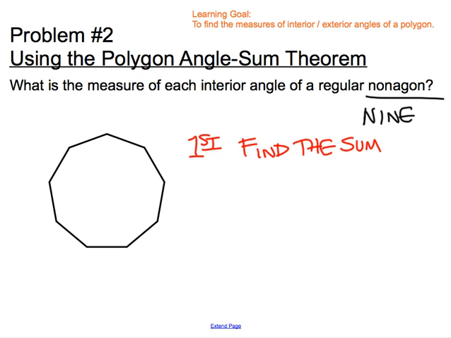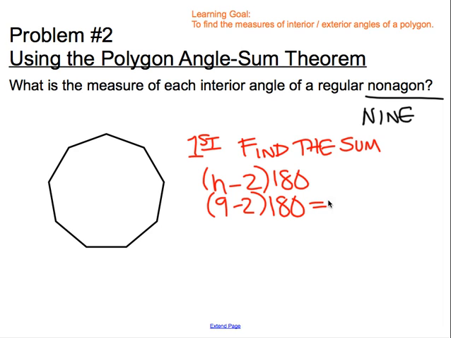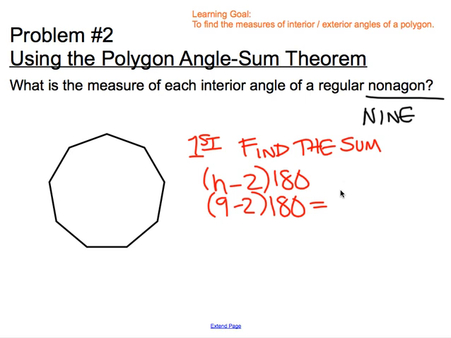And in order to do that, we're going to use the formula from one of the previous slides, n minus 2 times 180. And that'll give us the sum of the interior angles of this nonagon. So we're going to take 9 minus 2, which is 7. We're going to multiply that by 180. So we have 7 times 180. And this is going to give us 1,260.